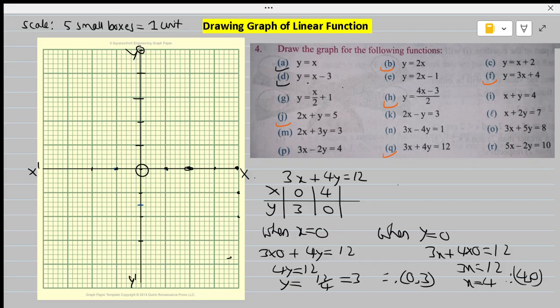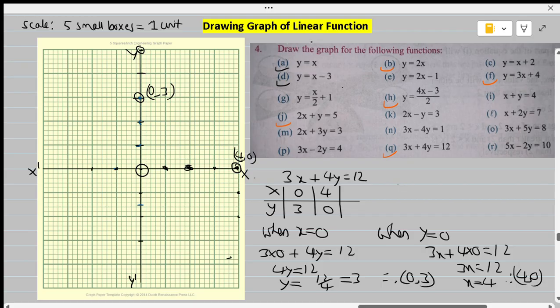So the first point we have is (0, 3), so 0, then 1, 2 and 3. This point is (0, 3). The next point is (4, 0), so 1, 2, 3 and 4, and 0. So this point is (4, 0). So the first point we keep is (0, 3), and the second point is (4, 0). So the points are done, points are kept.